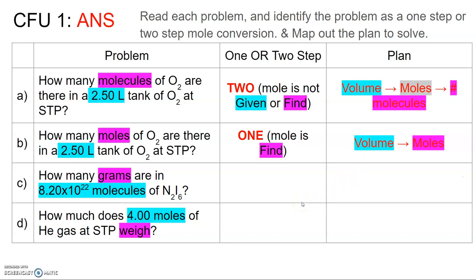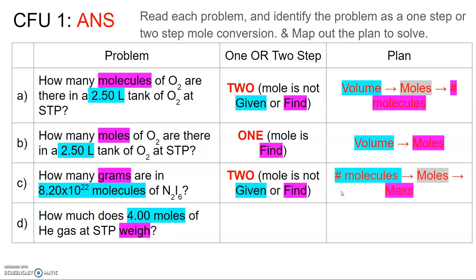Next question, how many grams are in 8.2 times 10 to the 22 molecules of N2I6? Well, in this example, it's a 2-step because neither the given nor the find are in moles. So we're given number of molecules and we're trying to go to grams. For our plan, we would go from number of molecules to moles and then from there to mass. So remember, for 2-step problems, you always have to go through moles.